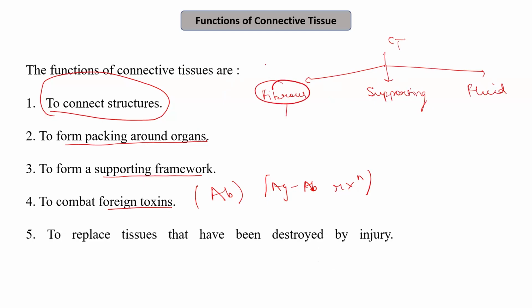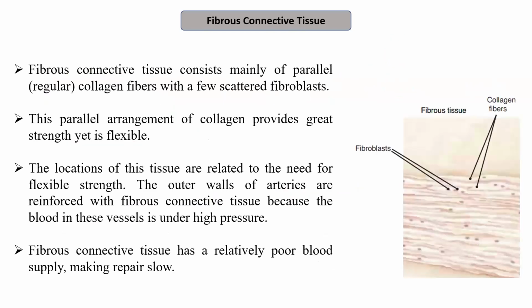So what are the basic characteristics of fibrous connective tissue and how does it differ from the other types? Fibrous connective tissue consists mainly of parallel regular collagen fibers with a few scattered fibroblast cells. So the specialized cell here is the fibroblast, and you can see in this figure that they consist of parallel collagen fibers. This parallel arrangement provides great strength, yet it is flexible.